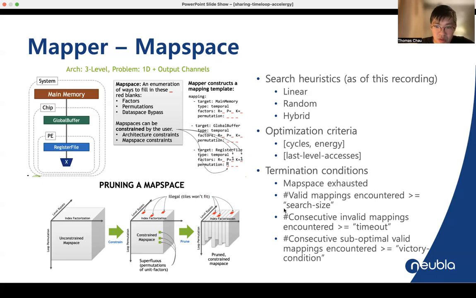or the mapper reaches a particular search size, so we reached the required number of valid mappings. Or on the other hand, we can stop by timeout, meaning the last number of valid mappings encountered. Or there can be cases where we declare victory when we see no more improvement in consecutive suboptimal valid mappings.